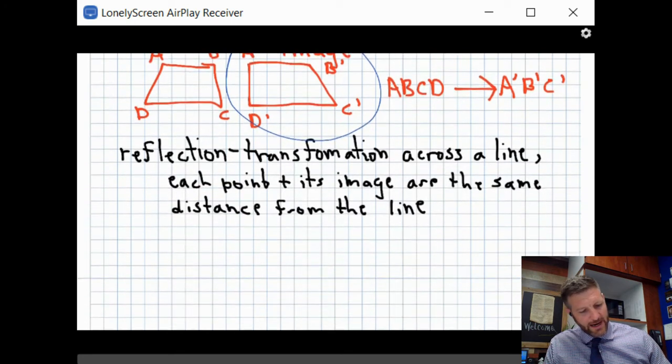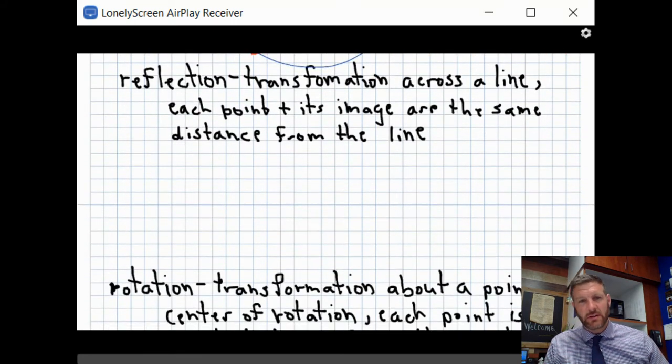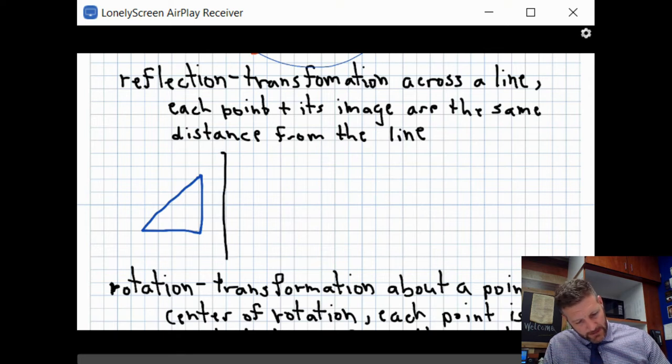Okay, so let's look at three types of transformations, and these aren't all of them, but they're just the three that we cover in 1.7. One is reflection, and that is a transformation across a line, like a mirror. Each point and its image are the same distance from the line. So I'm just going to illustrate this like what you see there in your book. Say we have a triangle here, and then we have a line. This is the line of reflection.